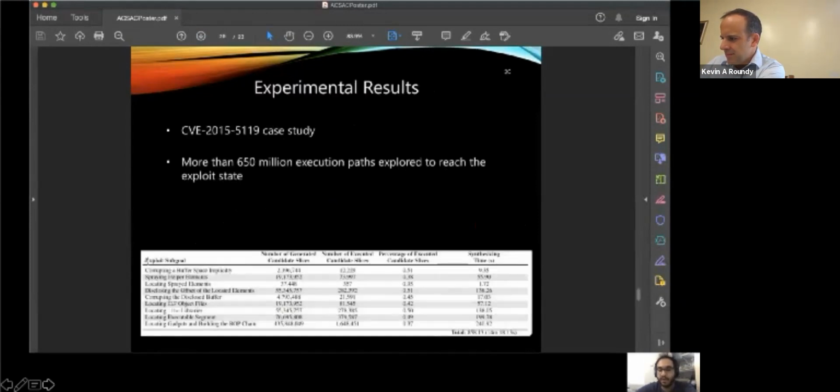To demonstrate that our tool can synthesize an exploit script for a vulnerability, we picked the CVE 2015-511 as our case study vulnerability. And our tool can synthesize an exploit script for this particular vulnerability in less than 15 minutes. Our tool explored more than 650 execution paths in this process. Thank you.